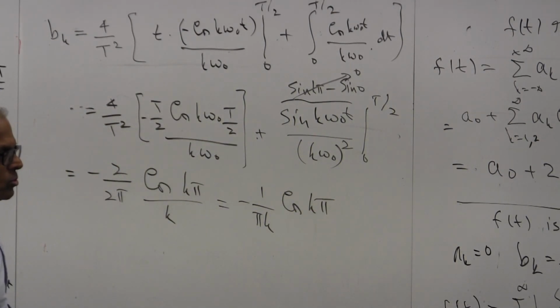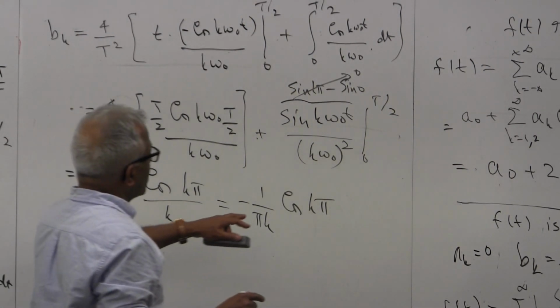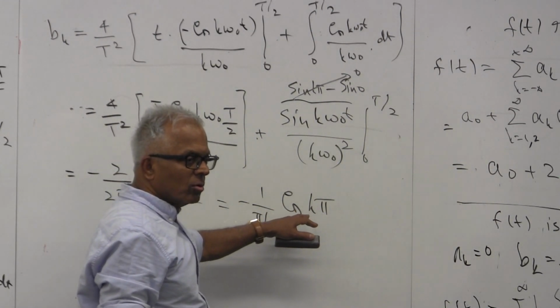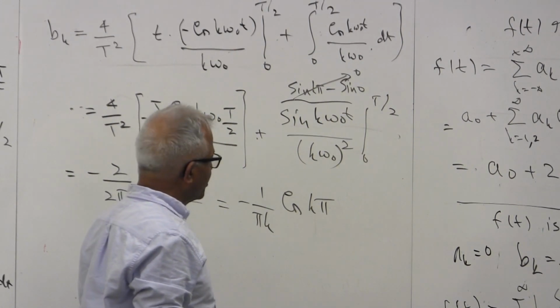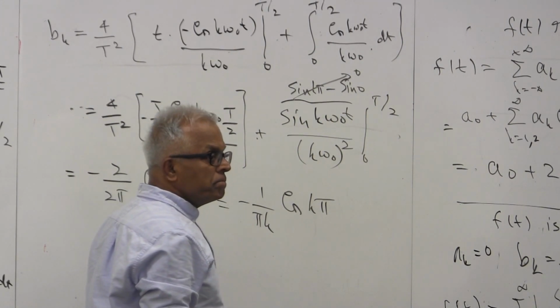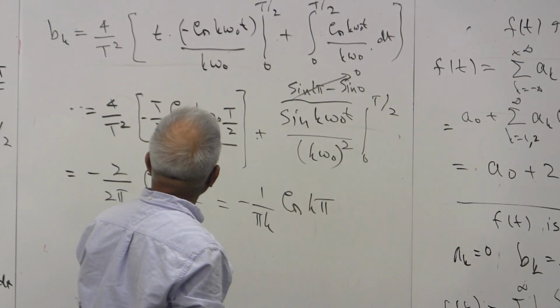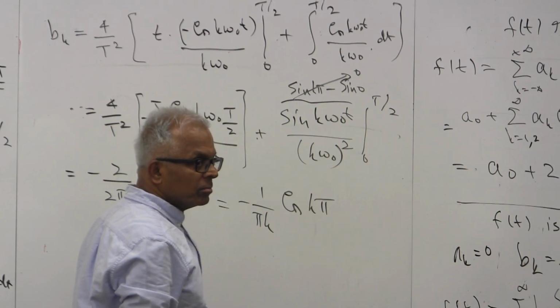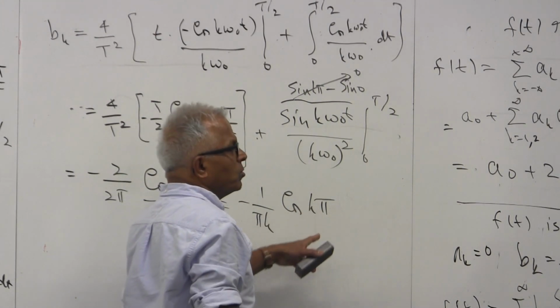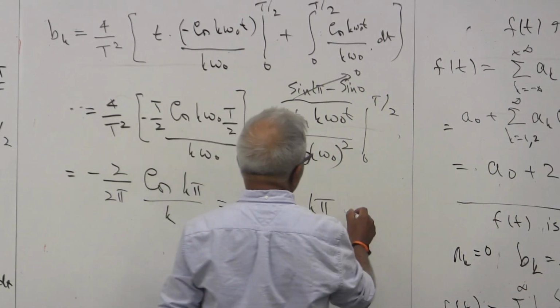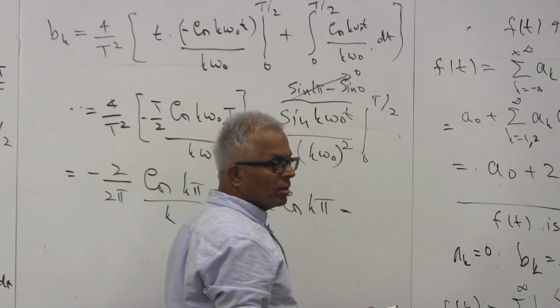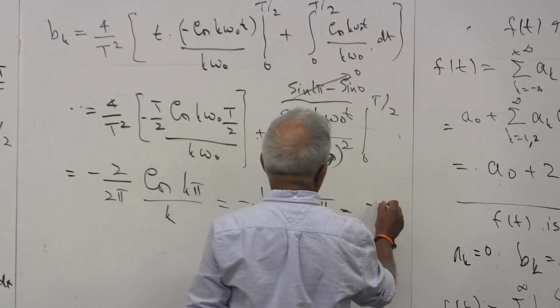How much is cos k pi? We went through this. Minus 1 to the k. K equal to 0, it is 1. I mean, remember it is bk, so we have to start from 1. K equal to 1, it is minus 1, right? But there is a negative sign. So k equal to 1, it is minus 1, minus plus. So k equal to 2, it is plus 1, then k equal to 3, minus 1, etc. So you can write like this.